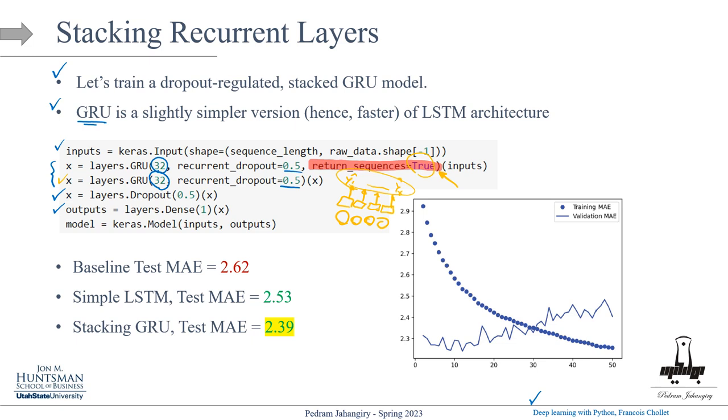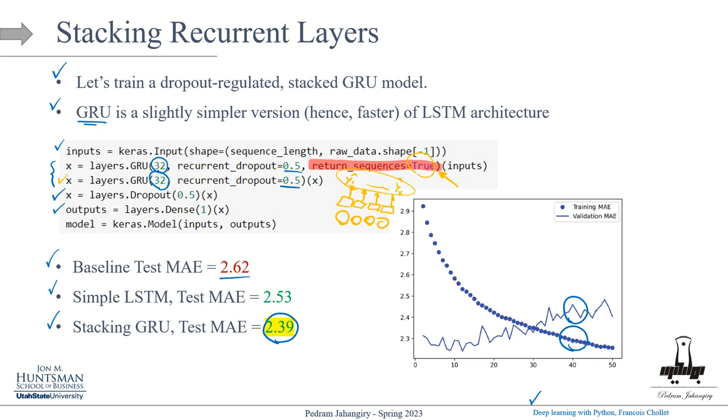All right, so what is the performance? First of all, look at the shape. It seems that at some point the train MAE is, of course, less than the validation MAE. So this is a sign that we finally got a model that can overfit and which is flexible enough. This is great news. And now let's look at the performance. Our baseline was 2.62, our simple LSTM was 2.53, and our stacked GRU, which is regularized, is 2.39. So this is the winner so far.